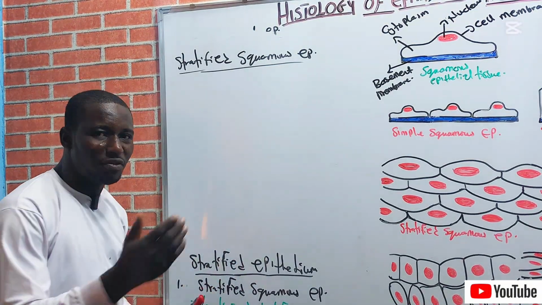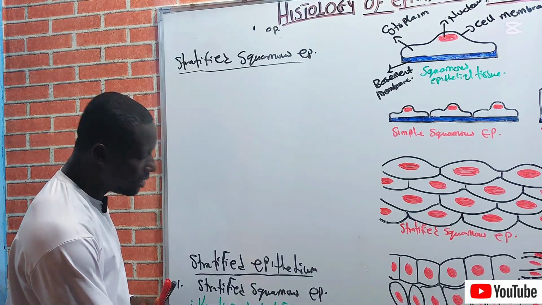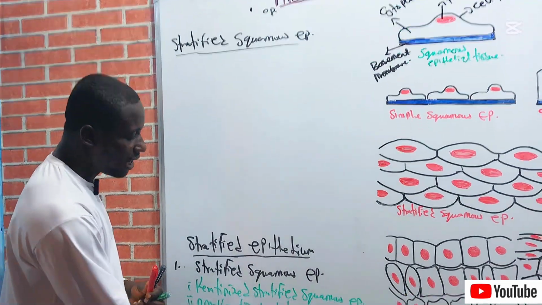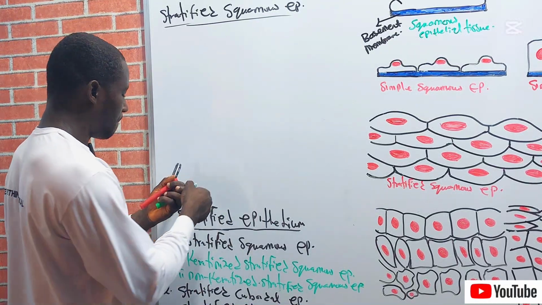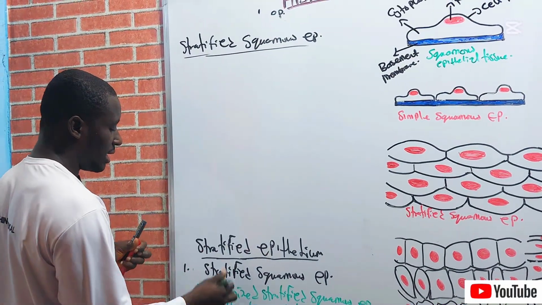Now, it is being classified into two: keratinized stratified squamous epithelium and non-keratinized stratified squamous epithelium. Okay, let's start with keratinized.